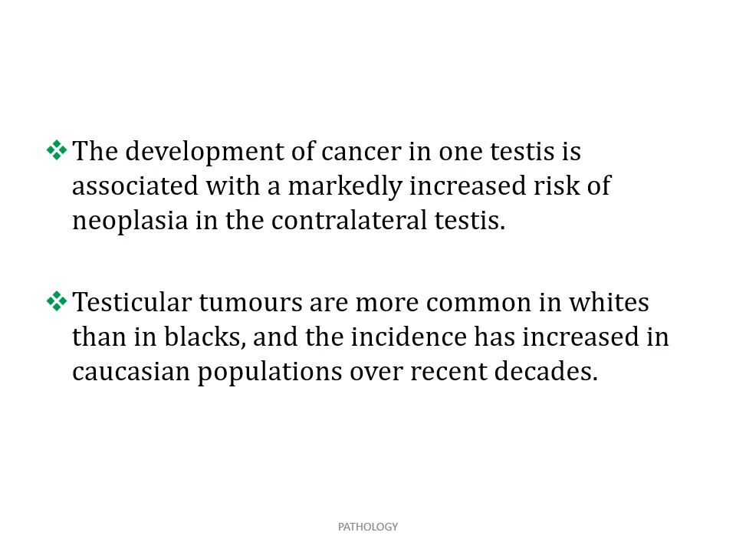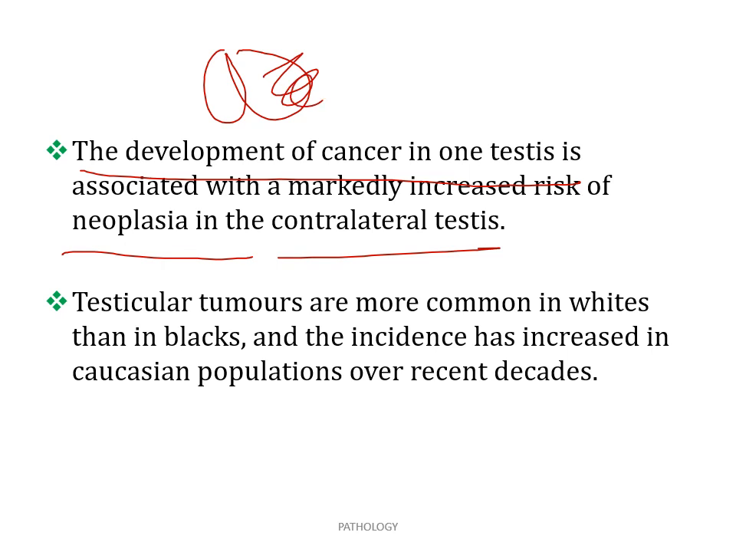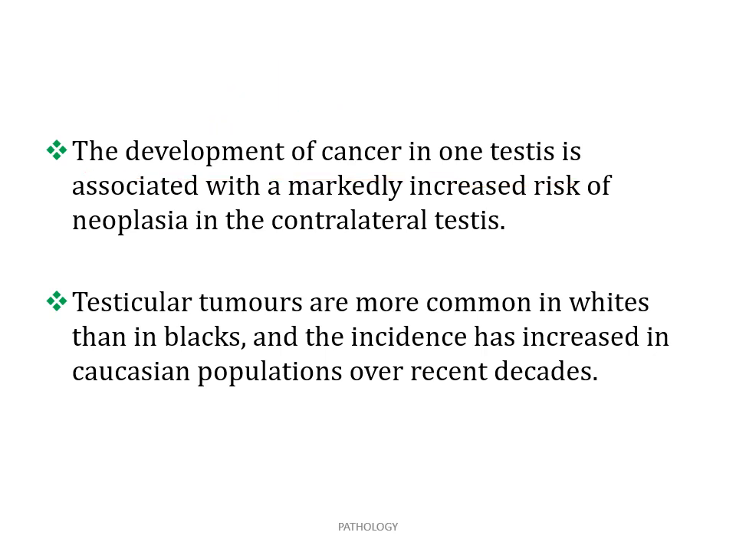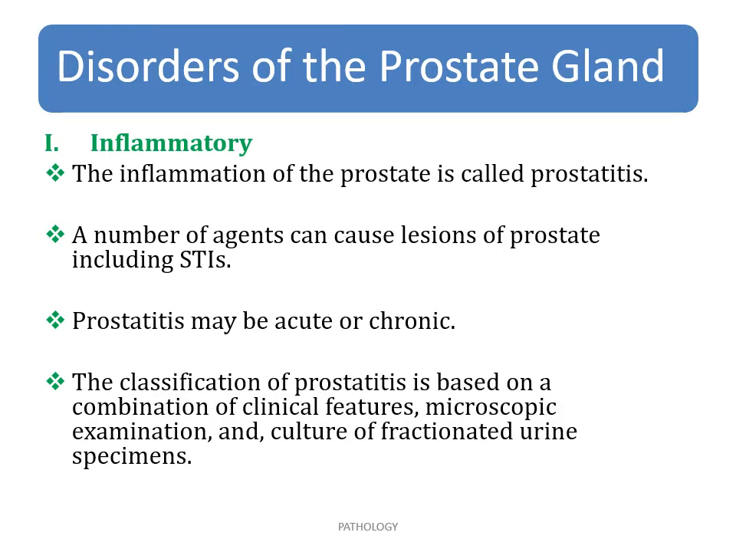The development of cancer in one testis is associated with an increased risk of neoplasia in the contralateral testis. That means when you have a tumor in one testis, it increases the chance of having a tumor in the other testis, which is contralateral. Testicular tumors are more common in white than in black people, and the incidence has increased in the Caucasian population over the recent decades. Of course, this is epidemiology. It has no pathophysiological explanation.